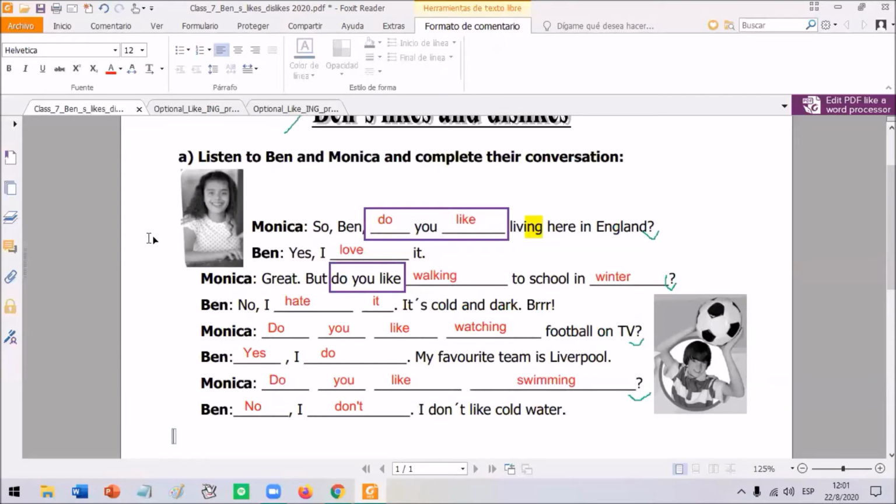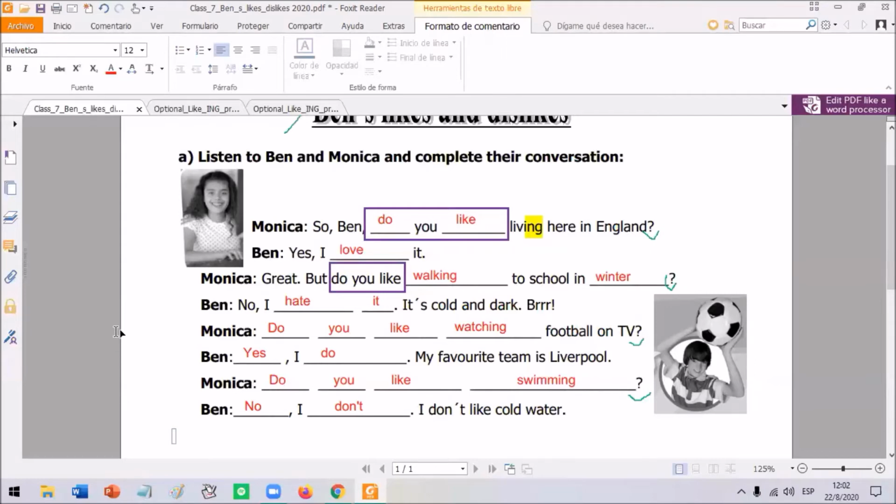So, Ben, do you like living here in England? Yes, I love it. Great, but do you like walking to school in winter? No, I hate it. It's cold and dark. Brr. Do you like watching football on TV? Yes, I do. My favorite team is Liverpool. Do you like swimming? No, I don't. I don't like cold water.